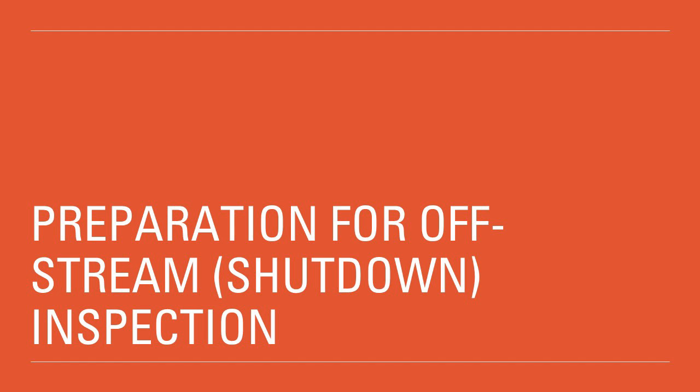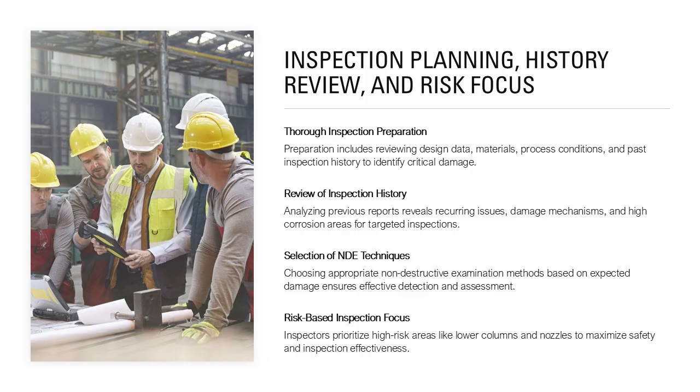Inspection planning, history review, and risk focus. Off-stream or shutdown inspection provides the most comprehensive opportunity to assess the internal and external condition of a column. Proper preparation is essential to maximize the effectiveness of the inspection and ensure that critical damage is identified. API 572 emphasizes the importance of inspection planning, which should begin well before the unit shutdown.